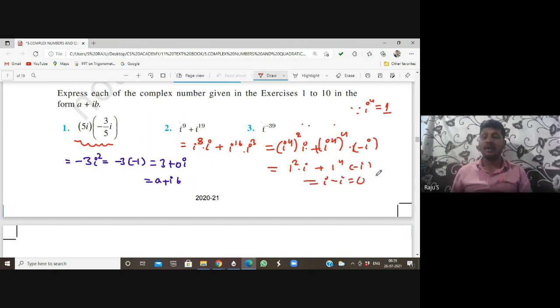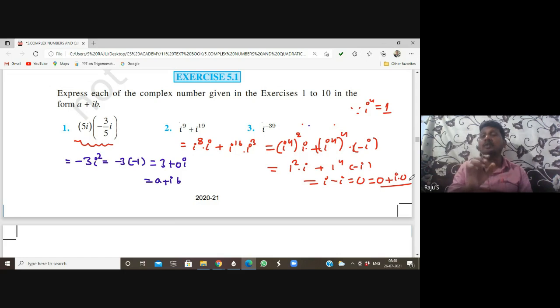And 0 also, 0 plus iota times of 0. Don't write simply 0 and leave it. You must write in the form a plus iota times of b at last. So this is the required complex number, like that you have to write.